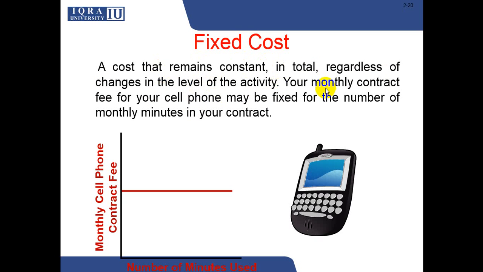This is constant. Another example: your monthly contract fee for your cell phone may be fixed for the number of monthly minutes in your contract. So the number of minutes used within the monthly plan is on the x-axis, and the monthly cell phone contract fee on the y-axis, right? So the total fee is constant, whatever the minutes used.